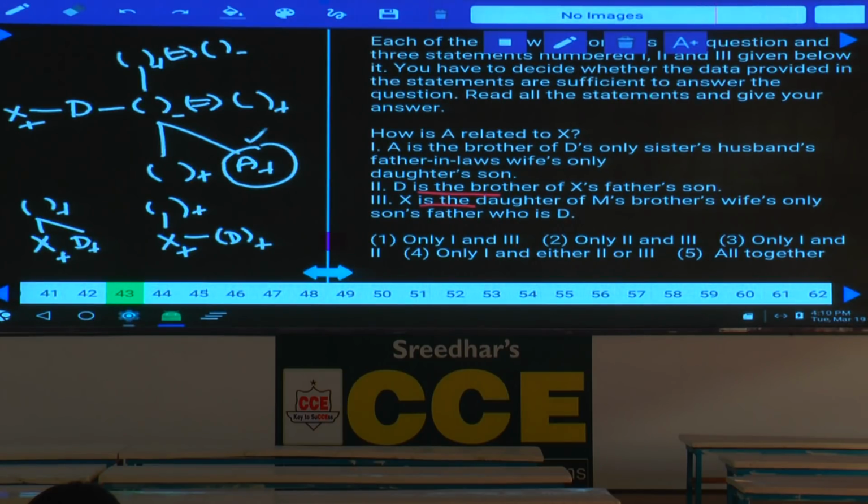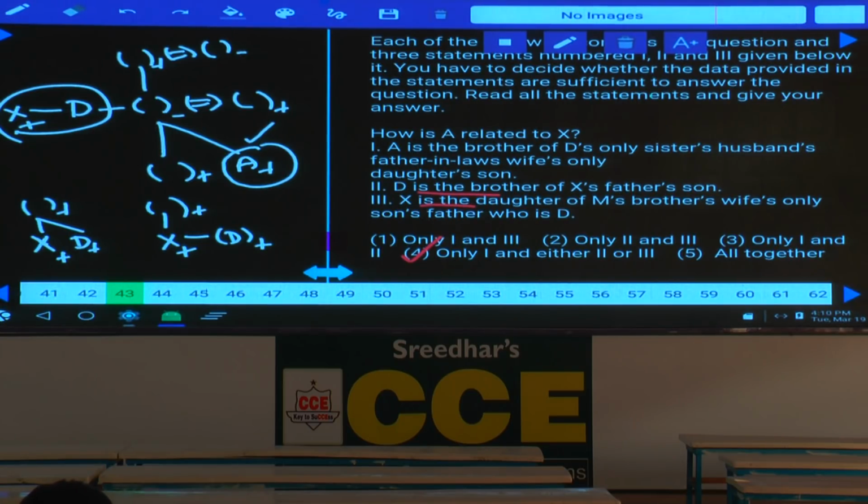Hence how is this A related to X and D? X and D are siblings to each other, isn't it? And A is the nephew of this person. Are you getting a unique answer or not? Hence what is your answer here? Choice 4 is the answer. 1 and either 2 or 3, that means 1 and 2, or 1 and 3, we are getting the answer, it is choice 4. Done with this?